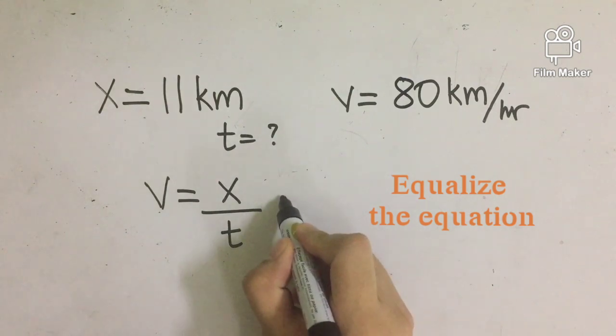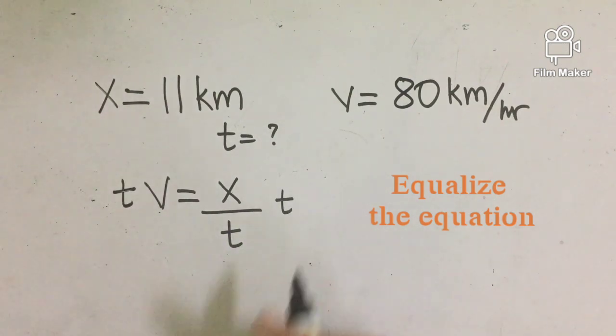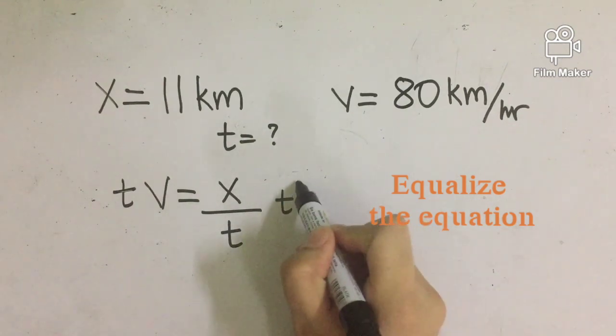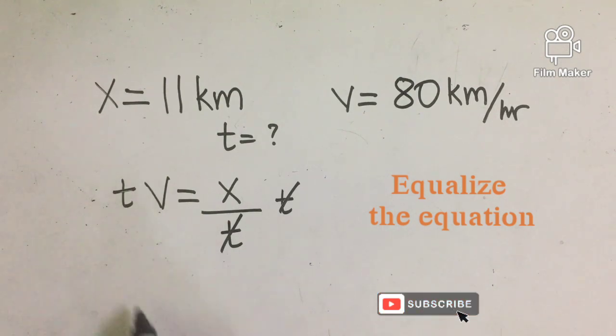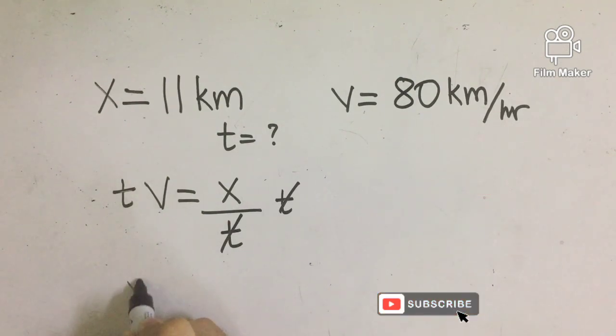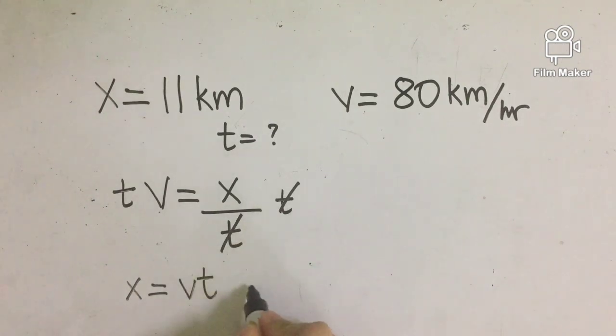What we can do is multiply both sides by t. Why is that? Because if we multiply both sides by t, the t will cancel, because t divided by t is equal to 1. 1 times x is equal to x. Hence, we can have x is equal to v times t, or t times v, that's the same. And we can transform this by dividing both sides by v.